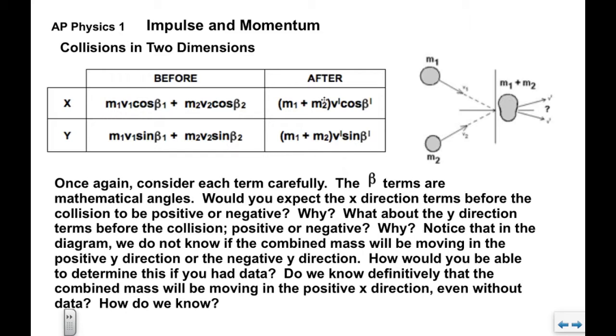When we look at the after column, again, we have a combined mass, m1 plus m2. V prime cosine is my x component. V prime sine is my y component. Once again, before equals after. So this would equal this. This would equal this.